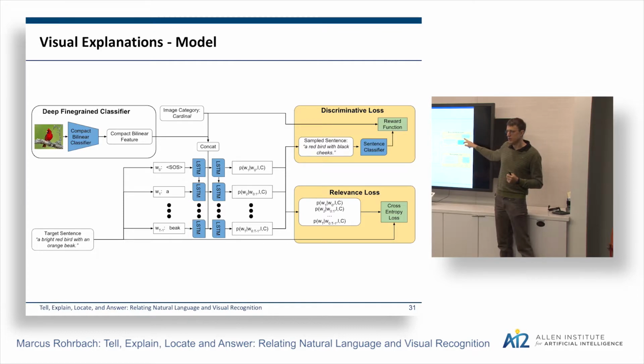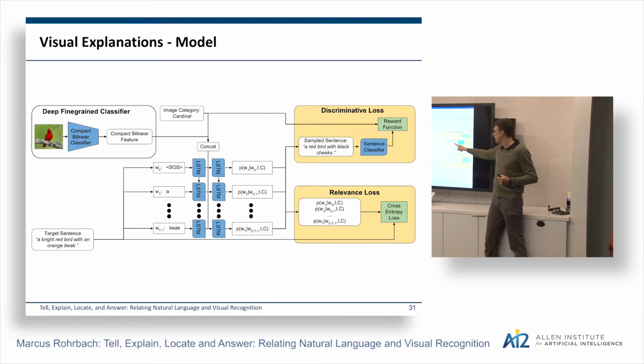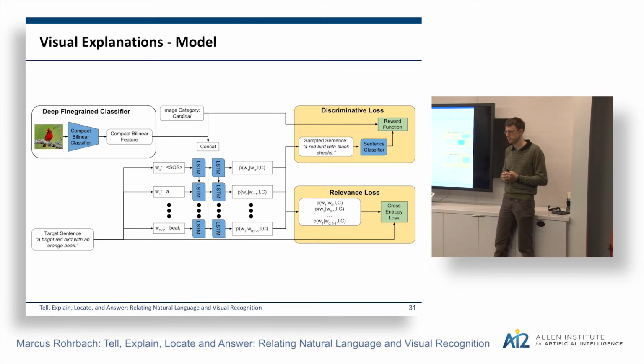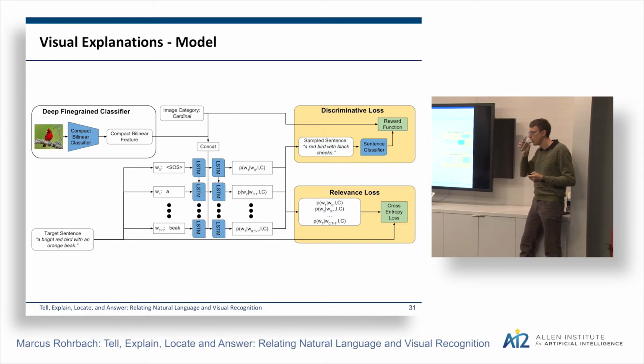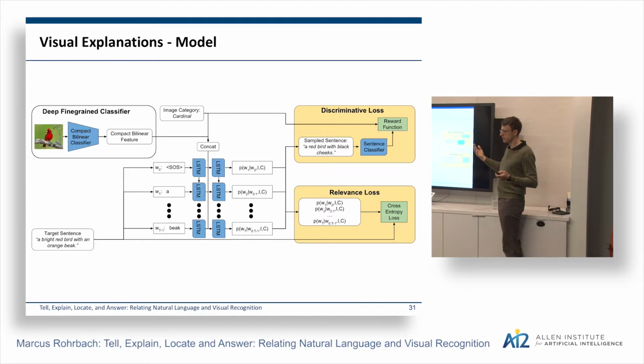And we do that using the reinforcement trick, because we sample from our model, and then we want to judge if the sentence is discriminative or not. So we have a reward function which goes over this sampled sentence. Is the reward function trained, or are you fixing it? The reward function is only about training time. At test time, there will be no reward function.